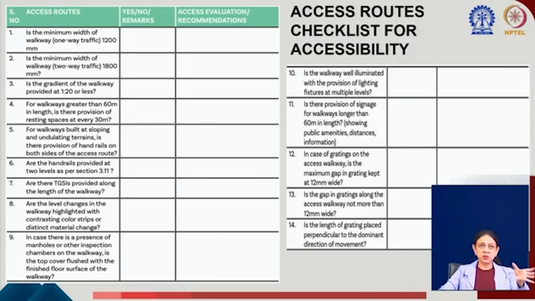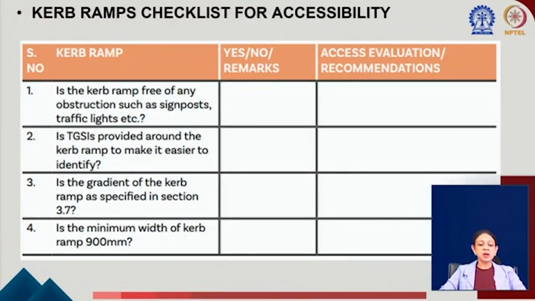Access routes. Is it wide enough? 1200 when the walkway is one way, or 1800 when two wheelchairs are required? Is it totally covered with anti-skid tiles? Are there tactile ground surface indicators? Curb ramps. What is the height of the curb that it is catering to? What is the minimum width of the curb ramp?